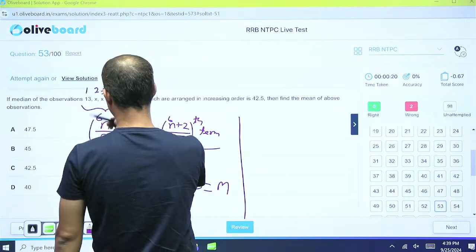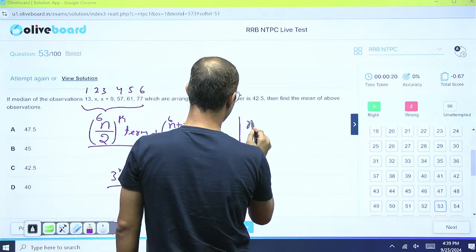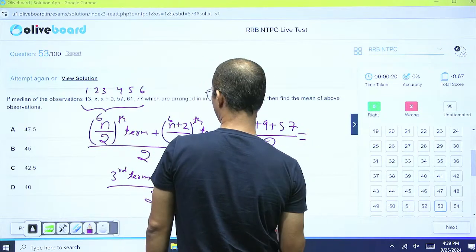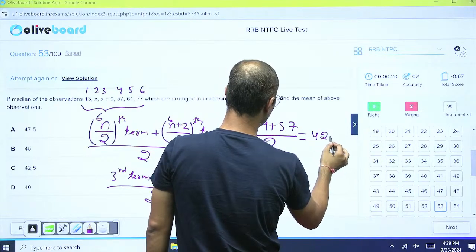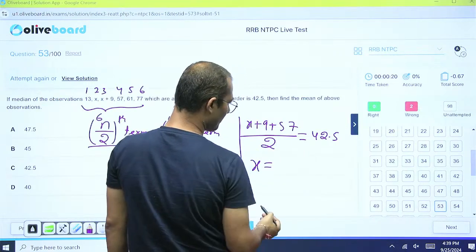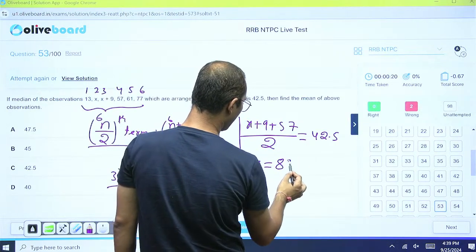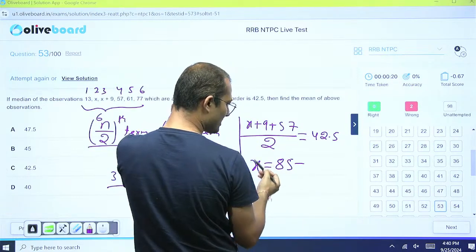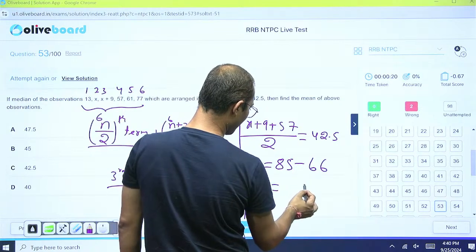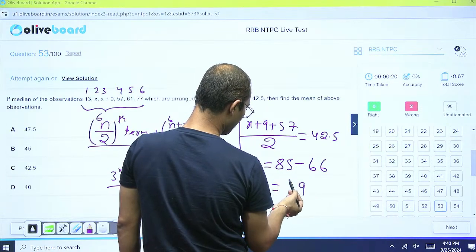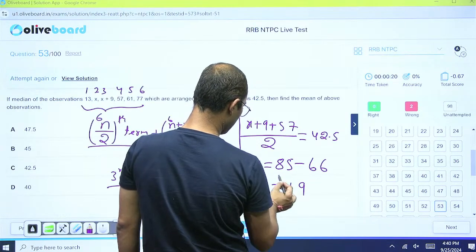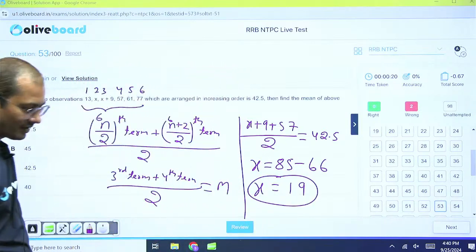So we can say that the 3rd term and 4th term are x plus 9 and 57, divided by 2. So this would be equal to 42.5, right? So the value of x would be 2 into 42.5, so this would be equal to 85 minus 9 plus 57. So this would be equal to 66. So the value of x would be 85 minus 66, so this would be equal to 19. So the value of x would be 19, right?